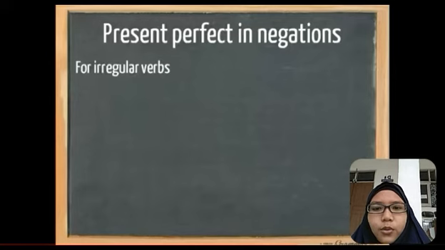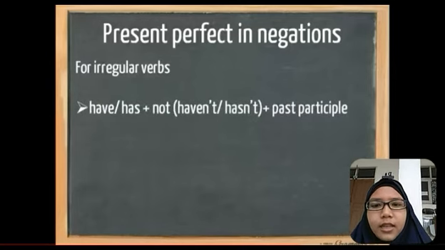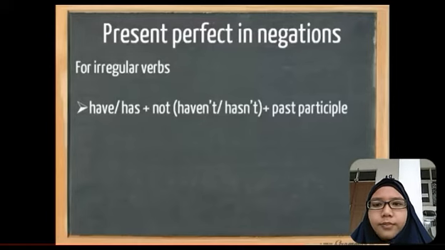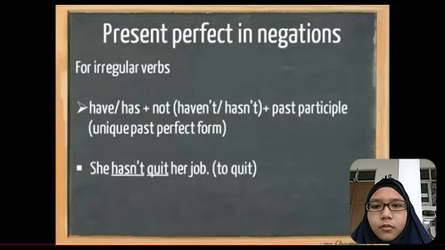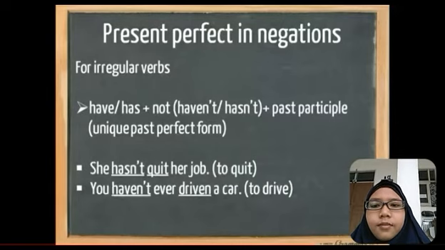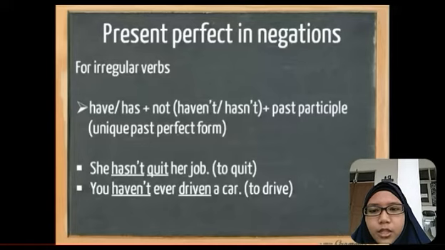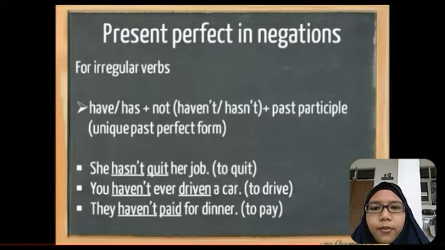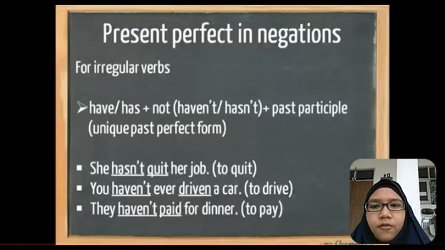For the irregular verbs, we also use the verb to have and not, contracting it into haven't and hasn't, and the past participle. For example, she hasn't quit her job. The infinitive form is to quit. You haven't ever driven a car. The infinitive form is to drive. They haven't paid for dinner. The infinitive form of the verb is to pay.